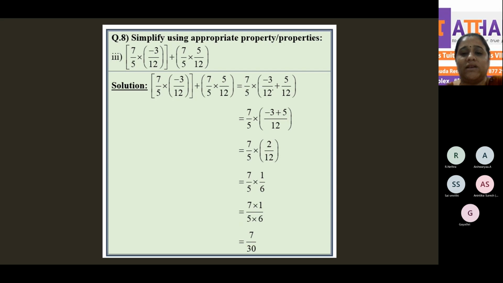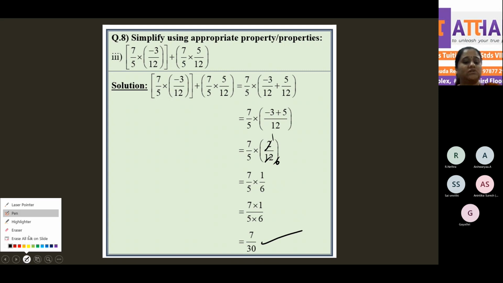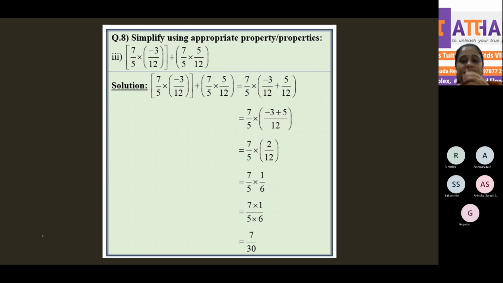So common denominator 12. So minus 3 plus 5, so 2/12. Now cancel. 2 ones are 2, 2 sixes are 12, so 1/6. So 7/5 into 1/6, which is 7/30. Right, children? As you write, any questions, please feel free to ask.